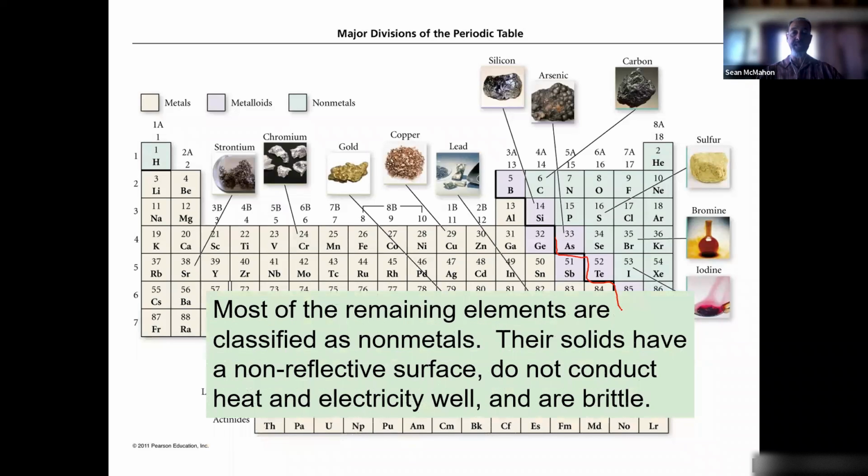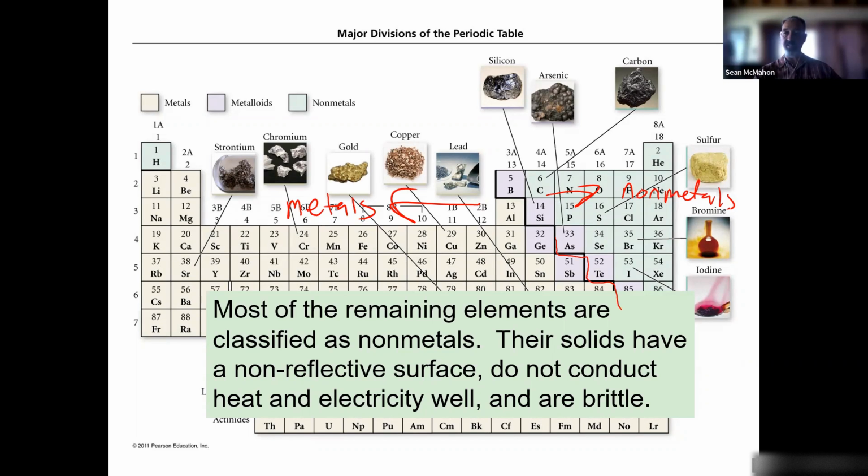Now the remaining elements are pretty much classified as nonmetals, right? Over on this side of the staircase are the metals. And then on this side are your nonmetals. Okay, so the staircase is very powerful. It lets me know, okay, if I'm on the left side of the staircase, metals. If I'm on the right, nonmetals. And again, there's fewer nonmetals. And most of the nonmetals are actually gases.